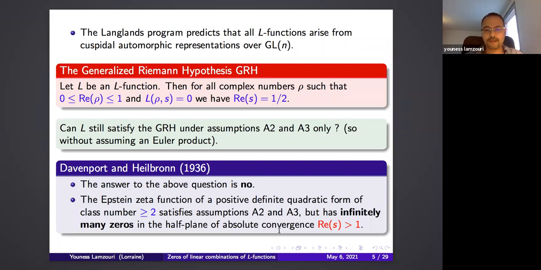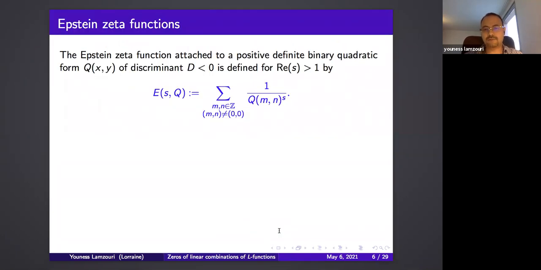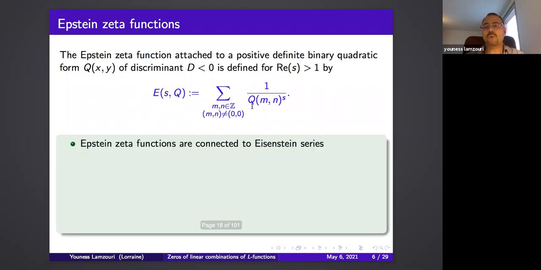So here is the precise definition of these Epstein zeta functions. You take a positive definite binary quadratic form Q(x,y) of negative discriminant. Then you take a Dirichlet series where you sum over all pairs of integers (m,n), not both zero, of 1/Q(m,n)^s. You can analytically continue this Dirichlet series and you have a nice functional equation, and the coefficients verify the Ramanujan hypothesis. In fact, the way to prove this functional equation is by connecting these zeta functions to modular forms, in particular to Eisenstein series. So these zeta functions are interesting from this point of view.